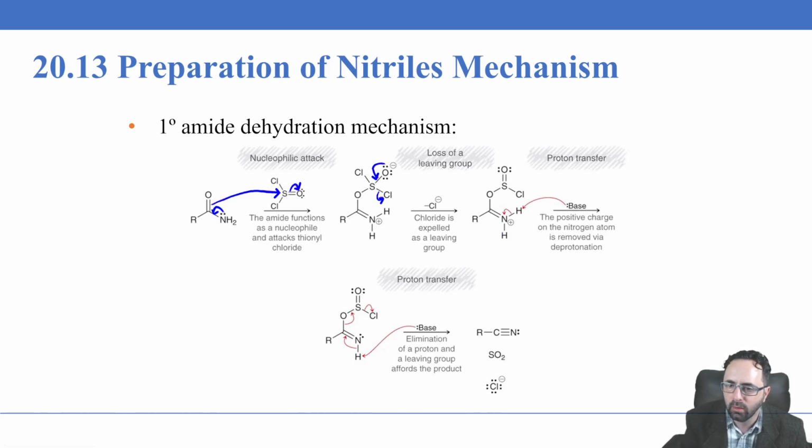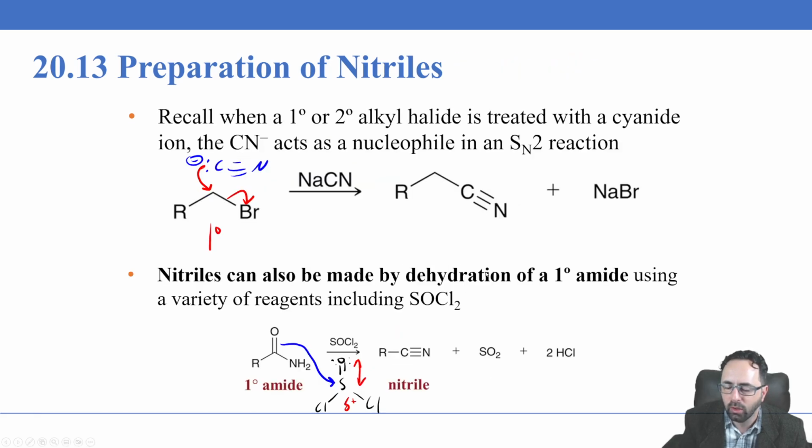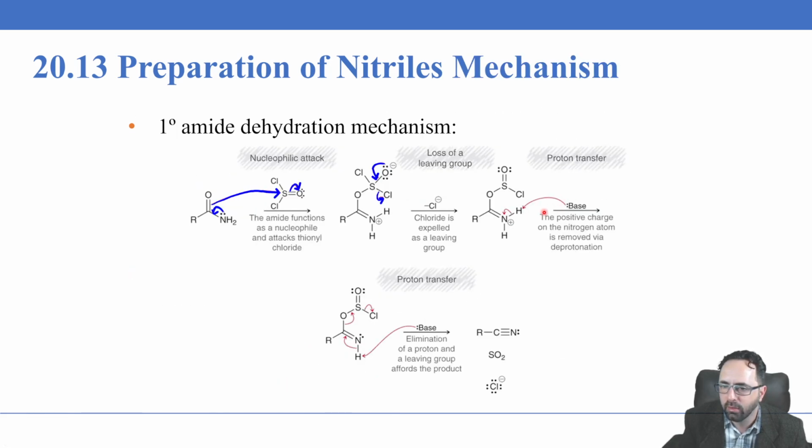Okay. And so now at this point, we're going to have the introduction of a base of some kind. So under a basic environment, this positively charged nitrogen can be deprotonated. And so we have a proton transfer. That ultimately gives this nitrogen now 3 bonds and 1 lone pair. So it now again has no formal charge.